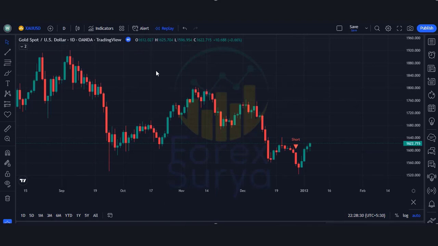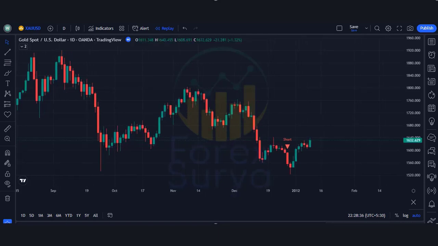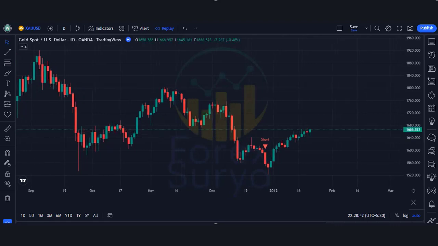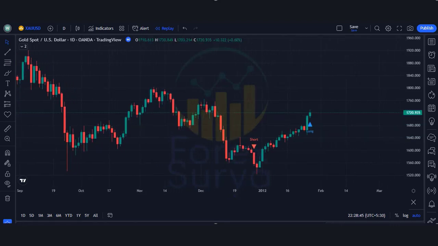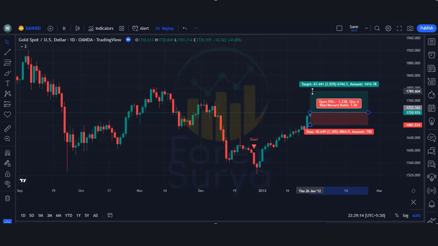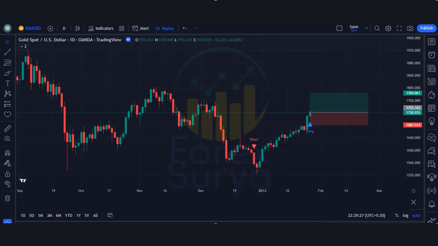Let's see some trades, for example. Here friends, the Smart Supertrend indicator has given a buy signal, and the market has made a bullish candle. We will take the buy signal, and the stop loss will be placed below this bullish candle. The risk to reward ratio will be 1 to 1.5.